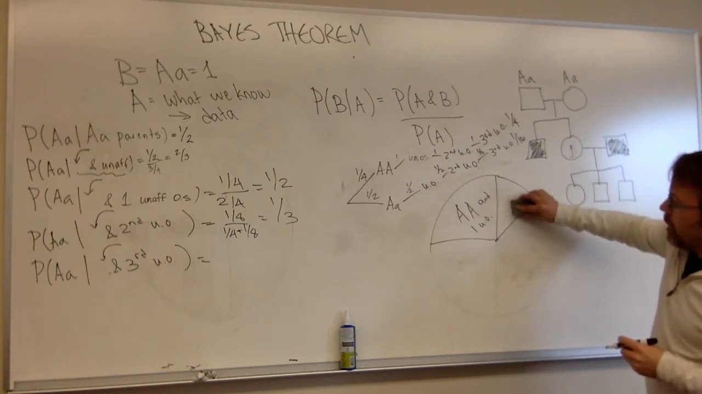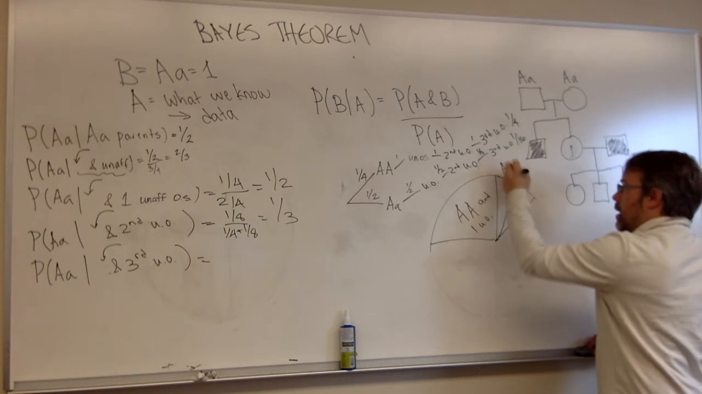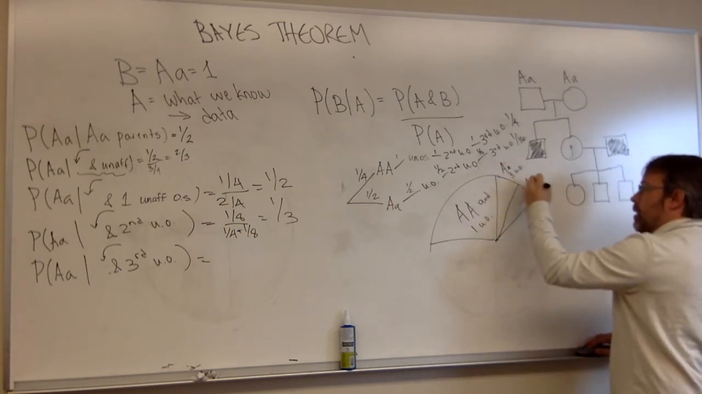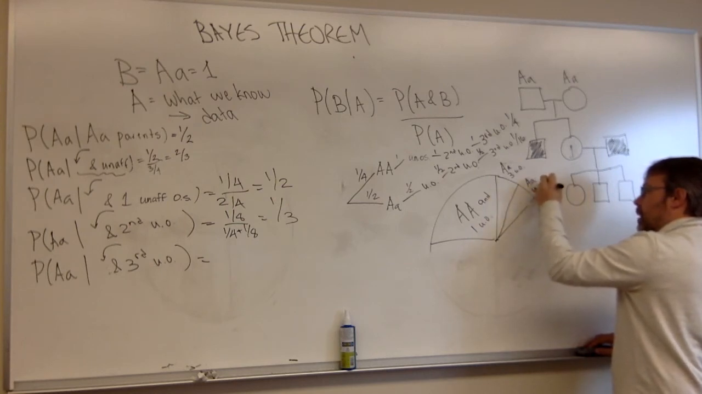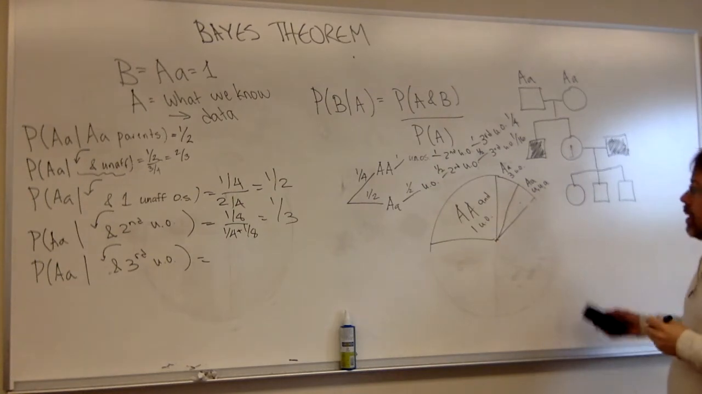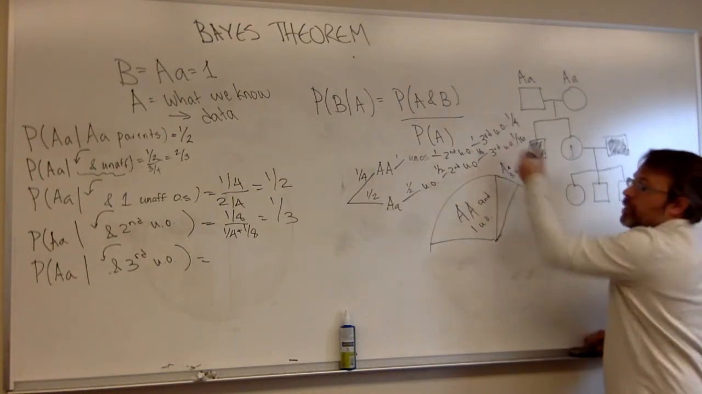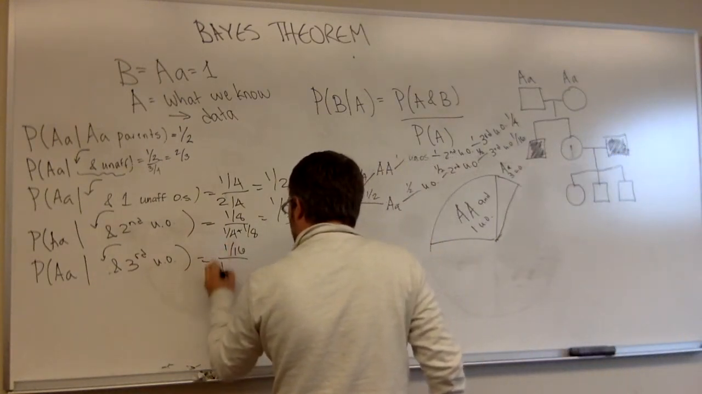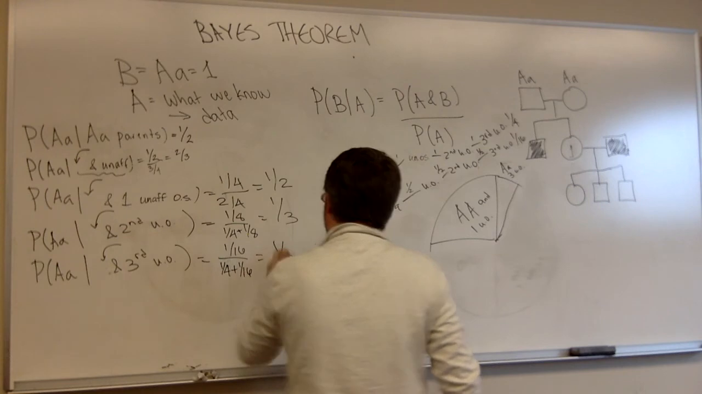And this is again going to split in half. So we have big A, little a, three unaffected offspring, and then big A, little a, two unaffected offspring, and then an affected offspring. Again, we can erase this. We calculate this through, it's 1/16, and now we have 1/16 divided by 1/4 plus 1/16, and now we're down to a probability of 1/5.